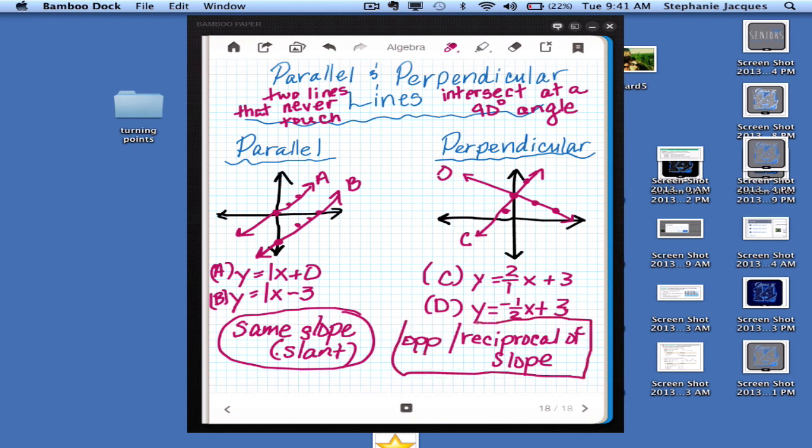So let me review. For parallel lines, you have the same slope. So that m value, that number in front of x, should be the same for parallel lines. For perpendicular lines, the m value should be the reciprocal, which is flipped, fractions flipped, and the opposite sign.